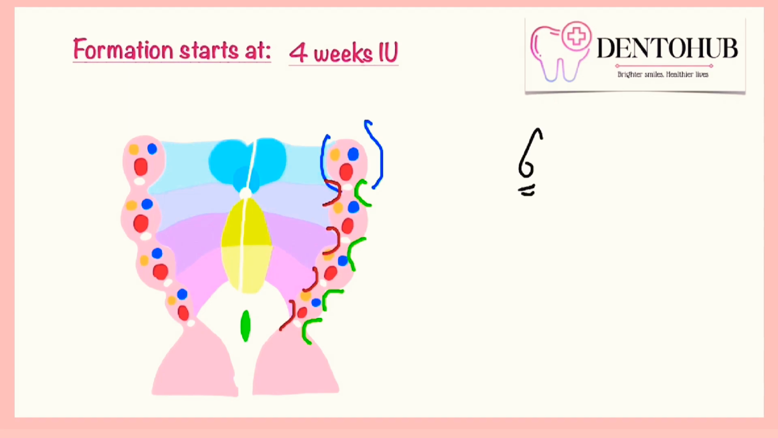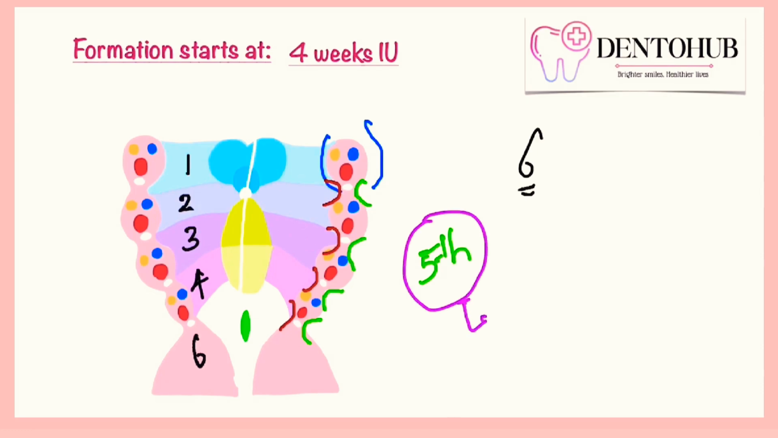How many? 6. But here we can see only 5. So this is the first pharyngeal arch, this is the second pharyngeal arch, this is the third, fourth, and this is the sixth pharyngeal arch. The fifth pharyngeal arch, as we say, is present.